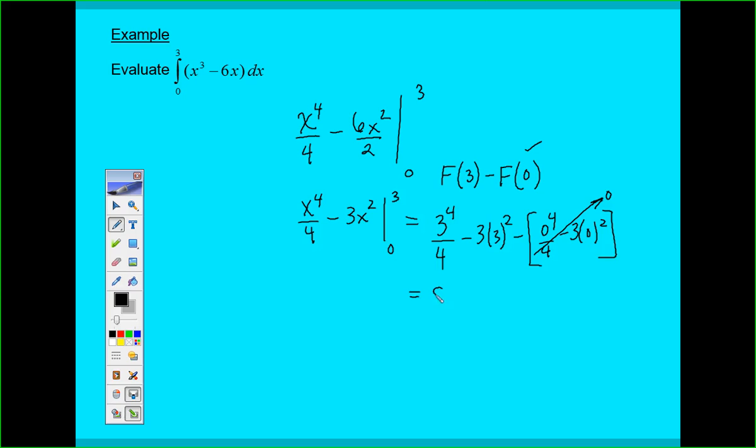So we are left with 81 divided by 4 minus 27. And if we get common denominators, we would have 81 minus, looks like 108, all divided by 4. And that is negative 27 over 4. So there is our answer, negative 27 over 4.